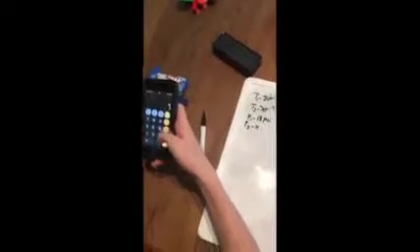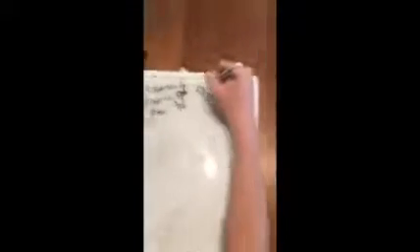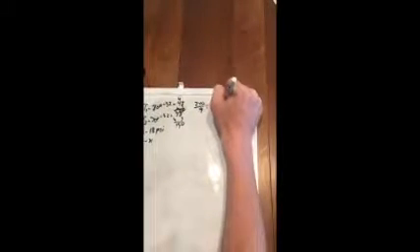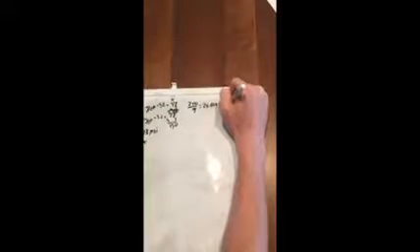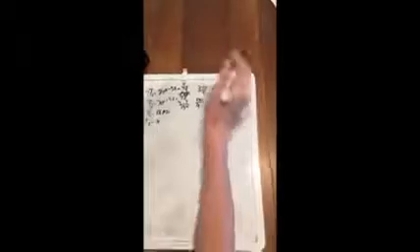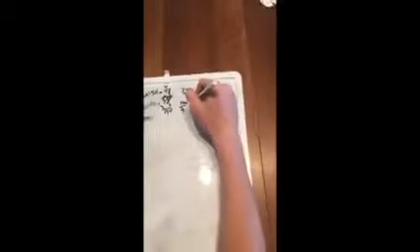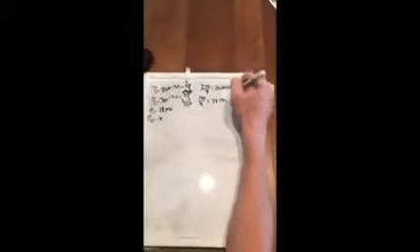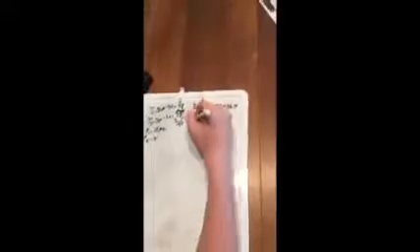So 240 divided by 9 equals 26.6667, which I'm gonna go ahead and round up to 26.7. And then 190 divided by 9 is 21.11. So 21.1111, which I'm gonna go ahead and convert to just 21.1. So that's the degrees in Celsius.